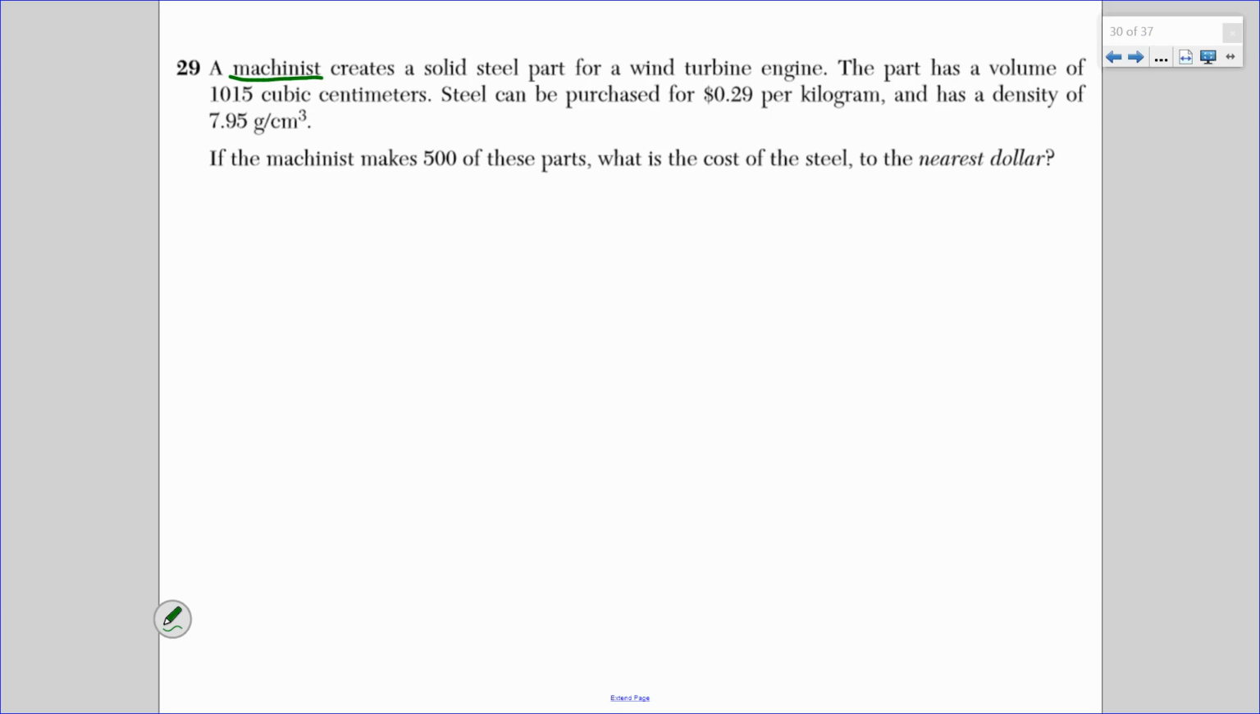Who thinks they can pronounce that word? Machinist, I think? I don't know. A machinist creates a solid steel part for a wind turbine engine. Congratulations, machinist.